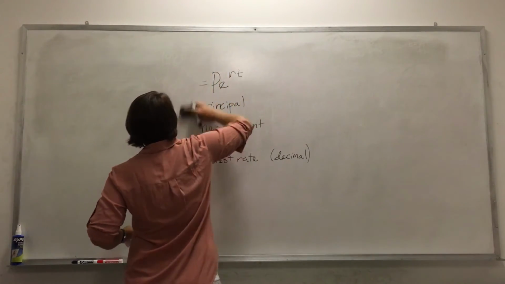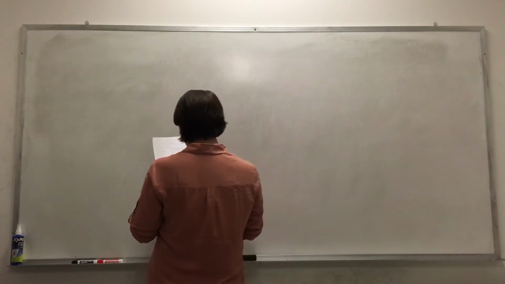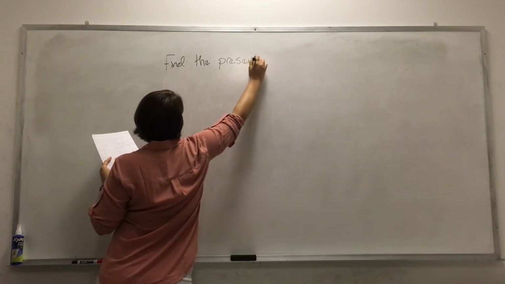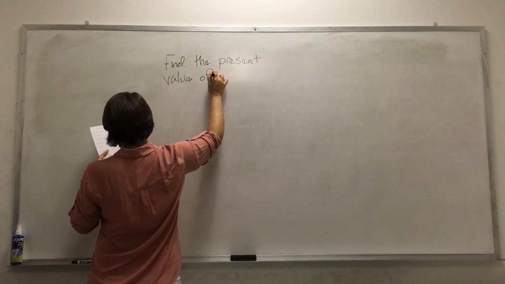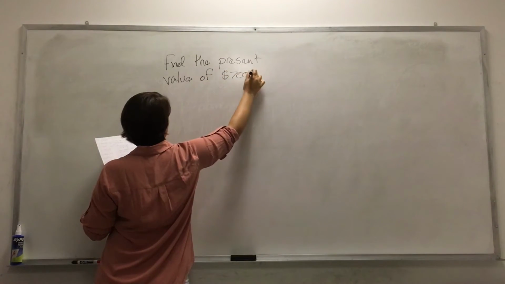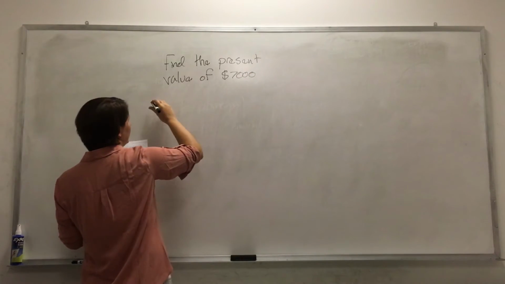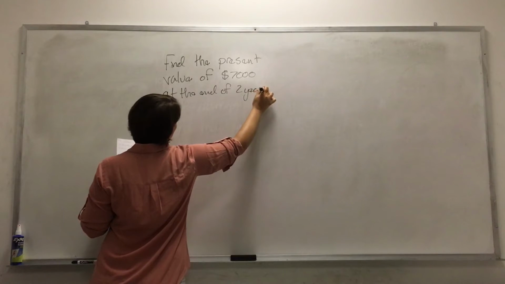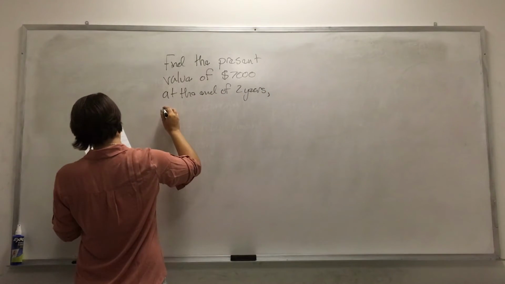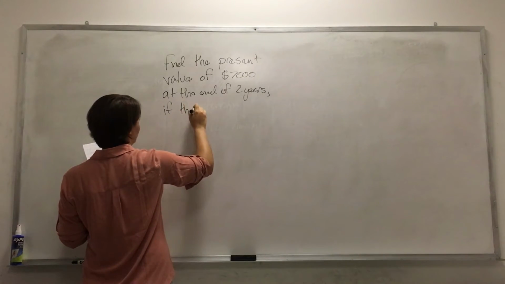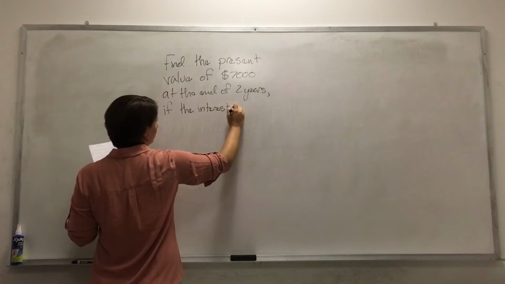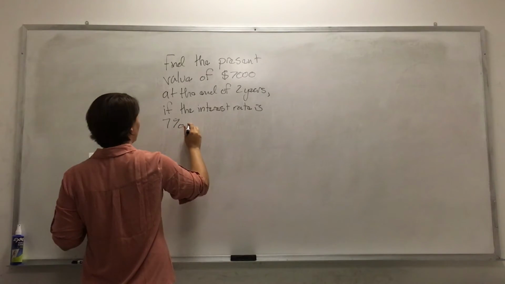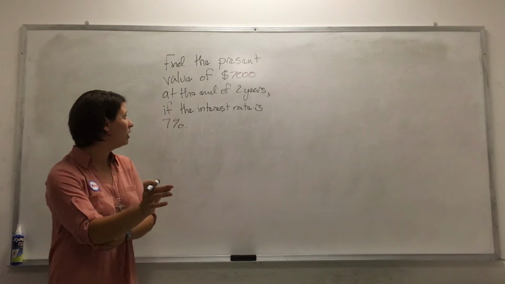So, it takes a second to write this one out. We want to find the present value of $7,000. It's payable at the end of 2 years. Let's see, if the interest rate is 7%, and that's enough. I shortened it a little bit.